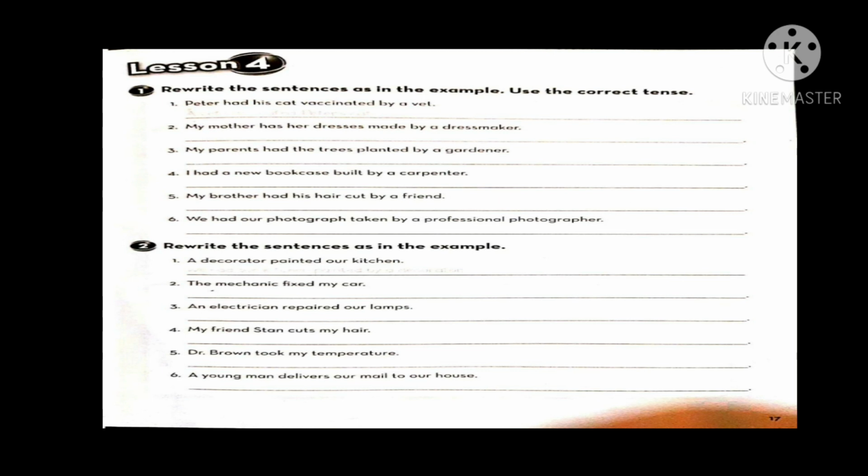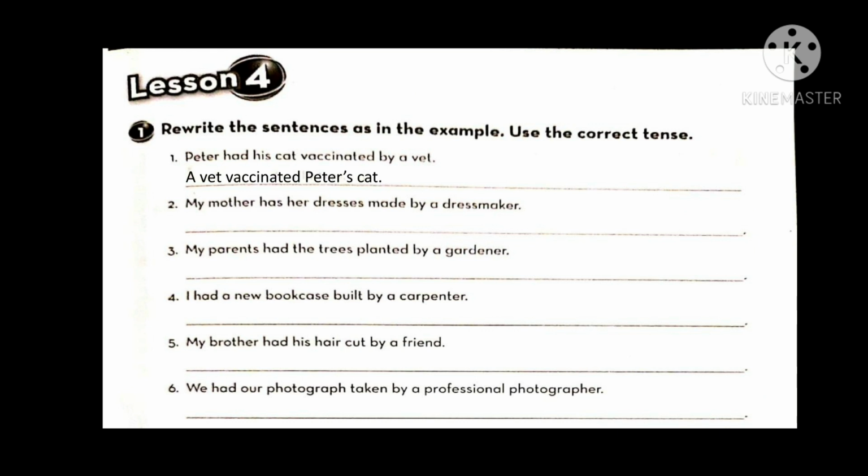Okay, let's start with exercise number 1 and see the example and read it. Okay, look at it again, let's read the question. Rewrite the sentences as in the example. Use the correct tense. Okay, number 1, Peter had his cat vaccinated by a vet. Okay, had his cat vaccinated. So had plus object plus verb 3. Okay, the first one is already answered.